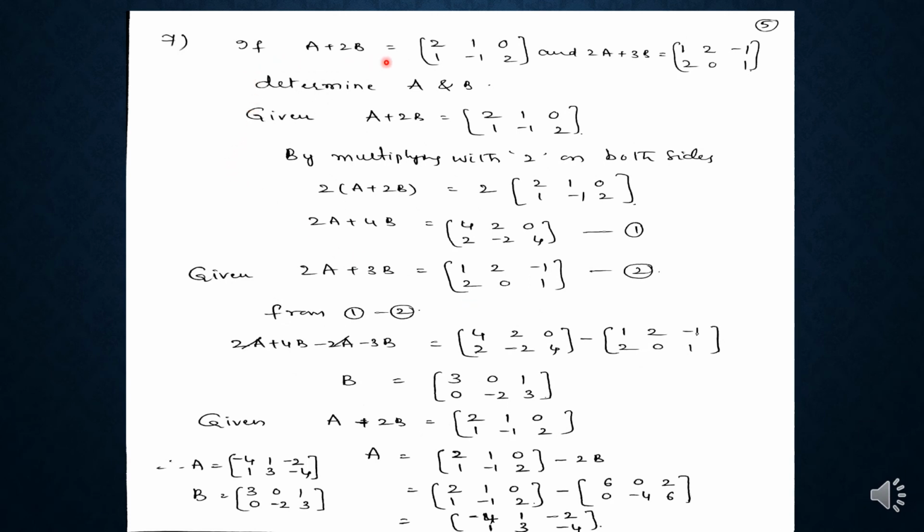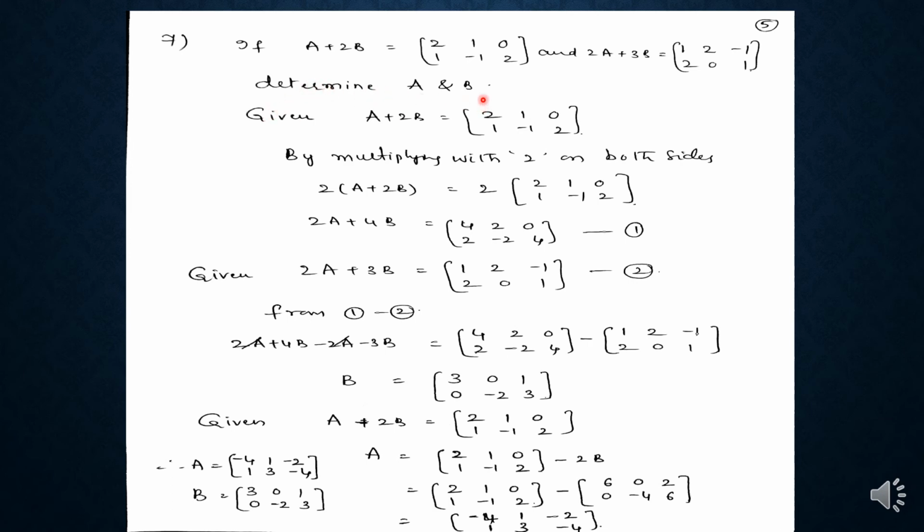If a plus 2b is equal to [1 0 1; -1 2 ...], so the given matrix equation is a plus 2b, a 2 by 3 matrix, and 2a plus 3b is equal to [1 2 -1; 2 0 1]. This is also a 2 by 3 matrix. Now find the values of a and b.